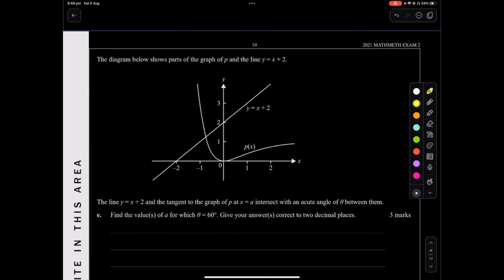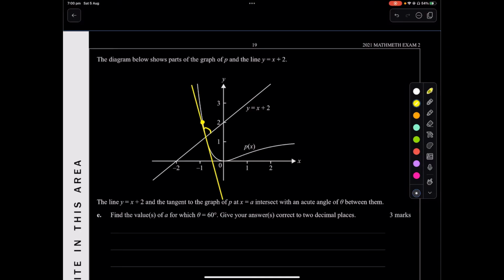So the line y equals x plus 2 and the tangent to the graph of P at x equals a intersect with an acute angle between them. Find the values of a for which theta is 60. So we want theta to be 60. Let's say we pick a point over here, and let's draw a tangent. I feel like that's a nice 60 degrees.